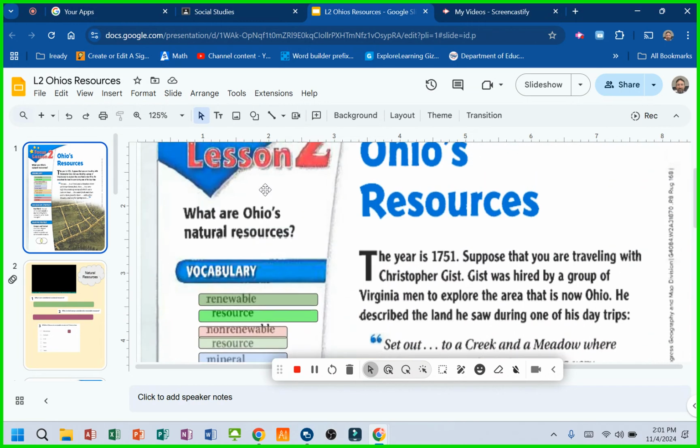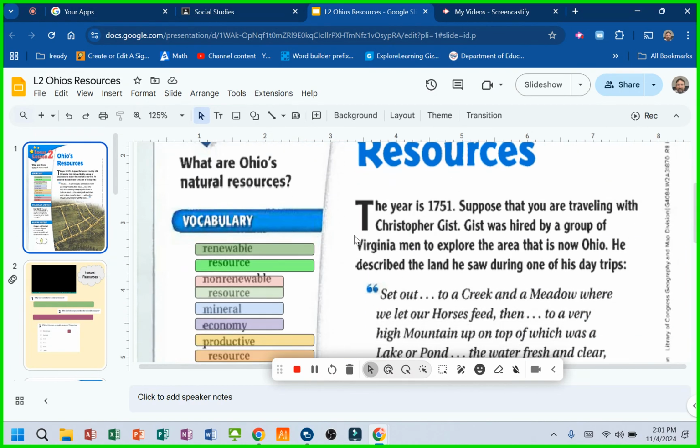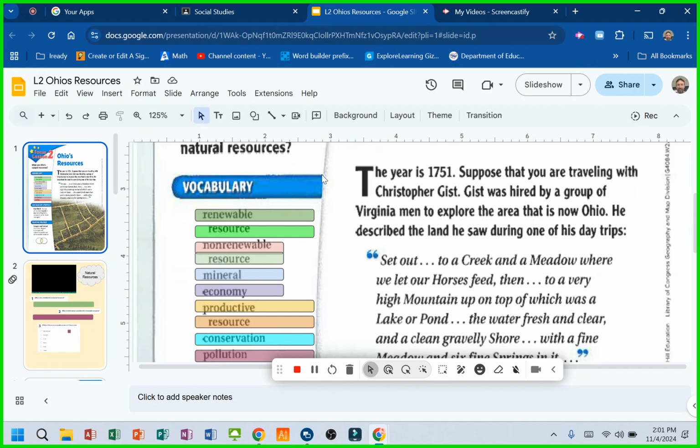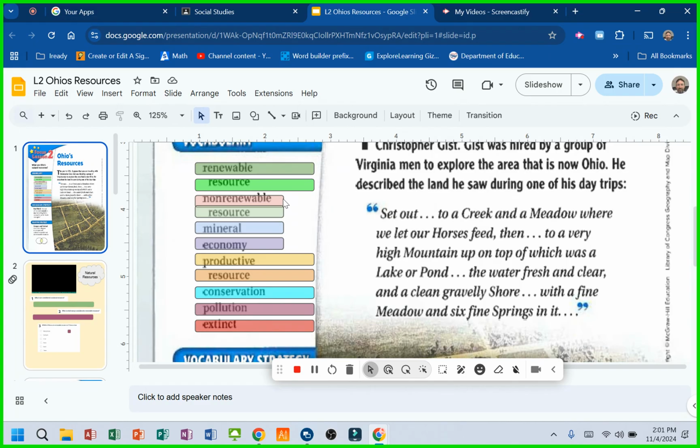Now, let's look at our text features. Look what we have here. We have our vocabulary, right? We have renewable resource. We have non-renewable resource. Actually, let me fix this for you. I don't know why they didn't just have those words next to each other, but these go together. So renewable resource, non-renewable resource.